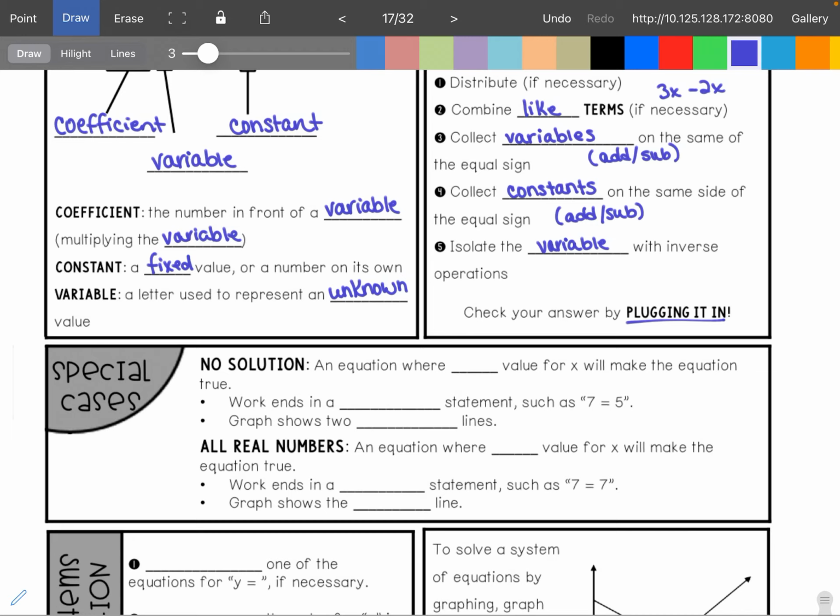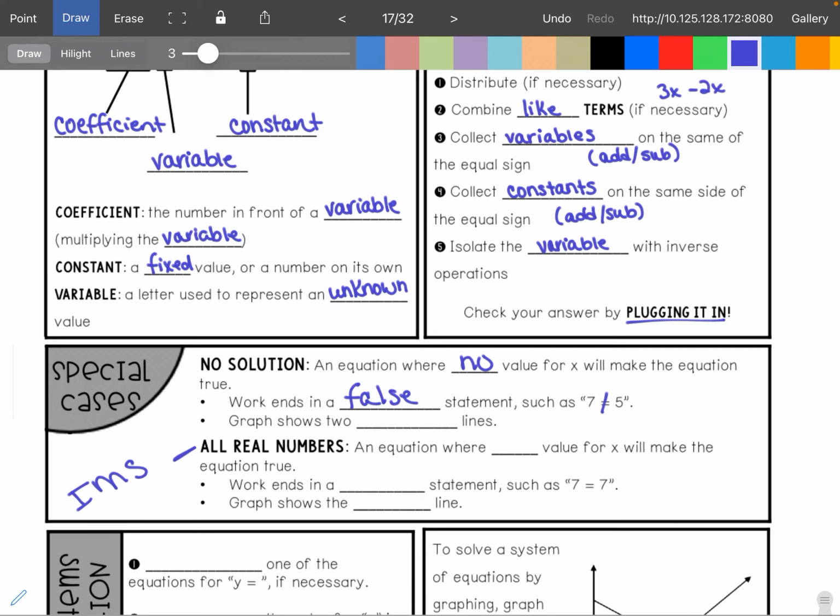Then we're going to have some things that we call special cases, where you're either going to have no solution, one solution, or all real solutions, also known as infinitely many solutions, and we'll talk about that in a few moments. So if you have no solution, that's an equation where no value for x will make the equation true. So when you do all your work, it's going to end up in a statement such as 7 equals 5, and that is a false statement. We know that 7 does not equal 5.